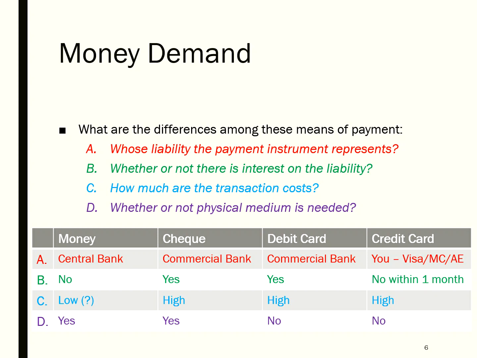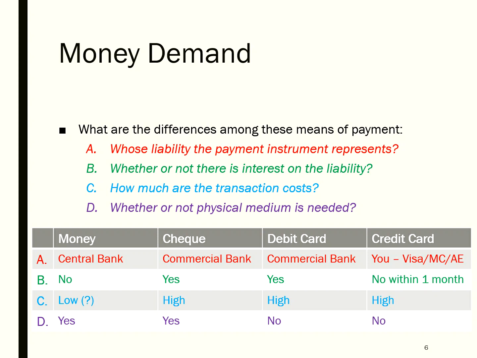The third criteria to compare them is to see how much are the transaction costs. Well, we all know that check and debit cards and credit cards will charge you interest or service fee. So the transaction cost seems quite high and straightforward, you know that. But how about money? If you use money, is the transaction cost high or low? Probably you would say low because you just use money to buy anything. But this is the case for the UK.